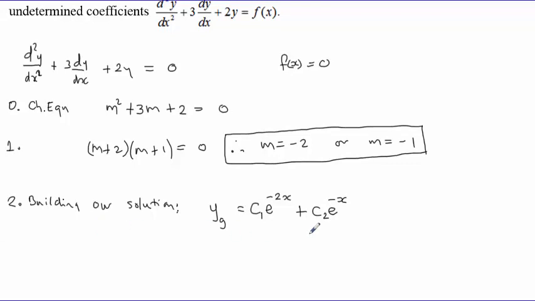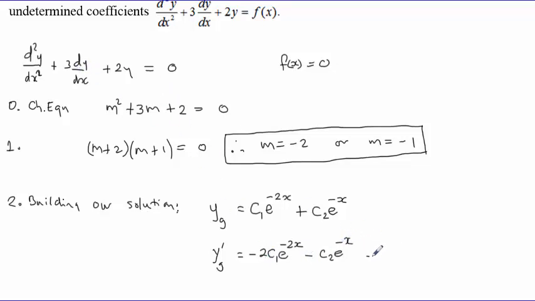Testing whether this is a solution. Here is an equation. So what we're going to do, first of all, we're going to say this is our y. The next will be our y prime for this, which will give us here minus 2c1 e to the power minus 2x minus c2 e to the power minus x. That's the first derivative, which we need here.